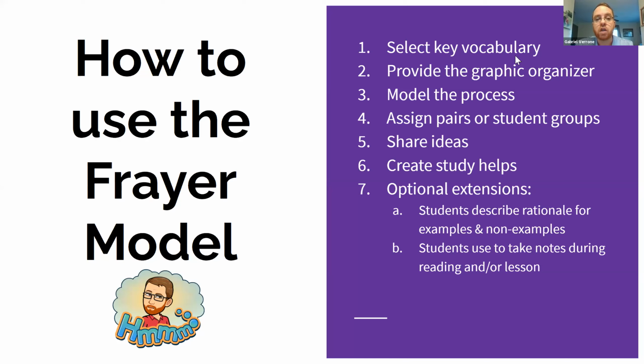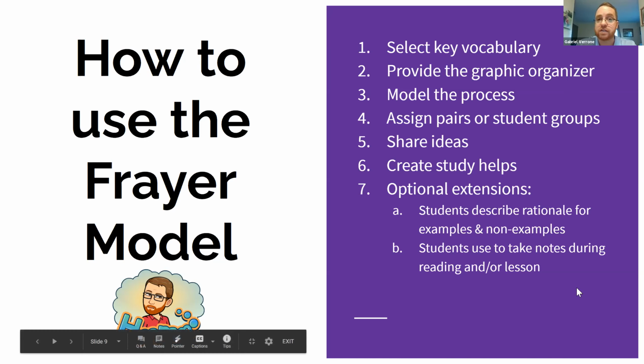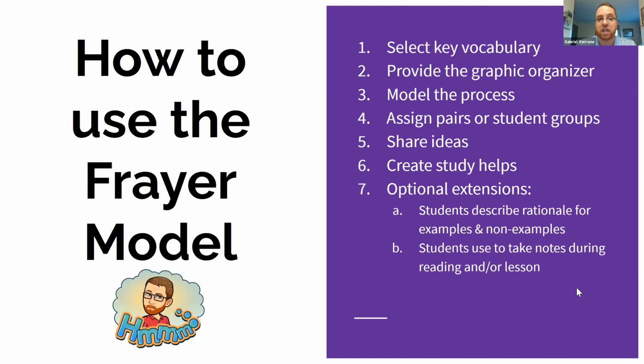Then you want to assign pairs or student groups so that students can collaborate, because the beautiful thing about a Frayer model is that you can have heterogeneous groups of mixed level students working collaboratively to discuss and to write about new words. And as that discussion and that writing occurs, it deepens their understanding. You want to have a sharing of ideas like we did, some kind of a debrief.